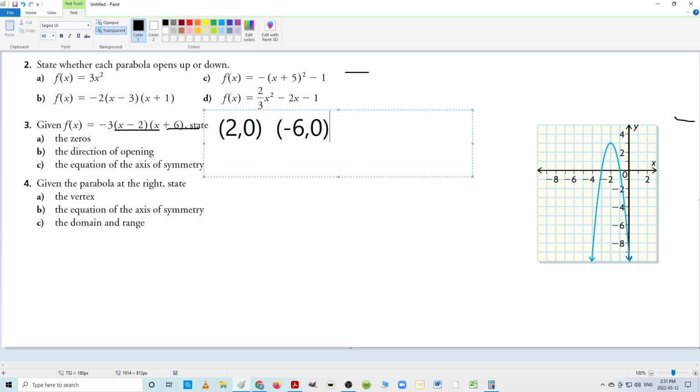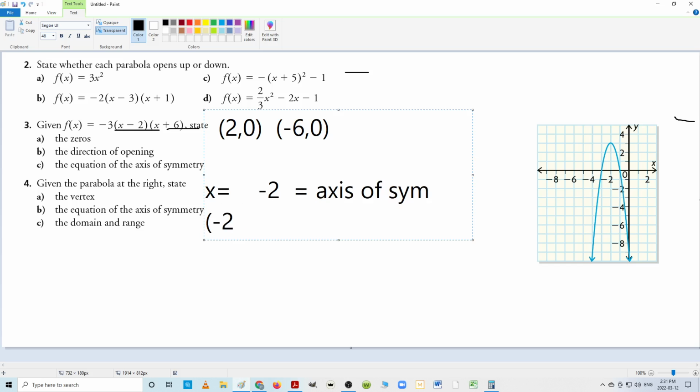And if you look, those fall on the x-axis. If you want to find out how far apart they are, or their midpoint, add them together and divide by 2. Minus 6 plus 2 is minus 4. Divide by 2, minus 2. The midpoint between those two is minus 2, which happens to be the axis of symmetry, and also happens to be the x value of the vertex.